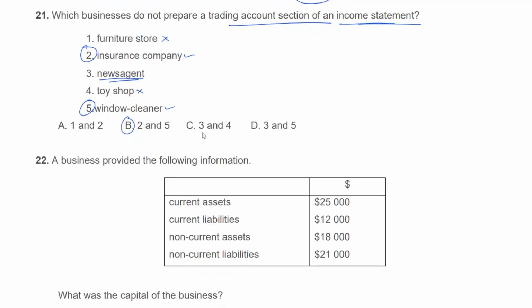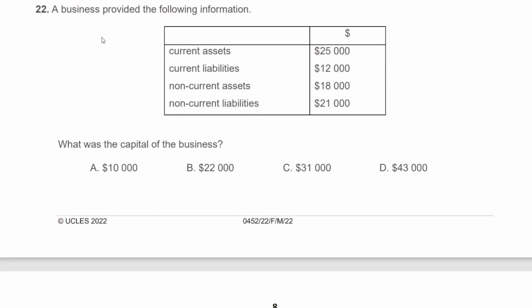Let's just go for those. Because if we try to use 3, it goes with 4, which is definitely not the answer. It goes with 5, but then we miss out on the 2, which we know for sure is the answer. So this is the best option available. We'll go for that. Number 22. A business provided the following information. What was the capital of the business? How do you find capital?